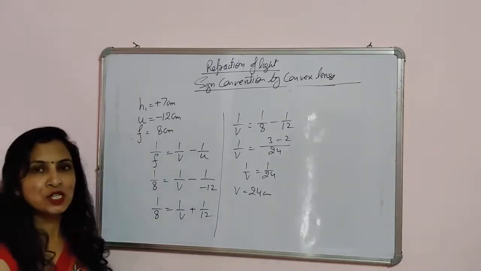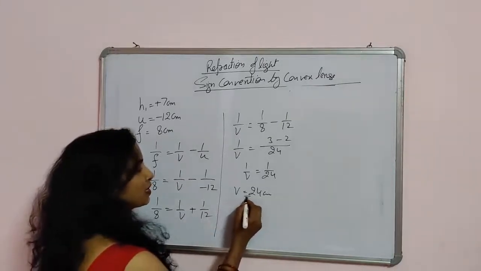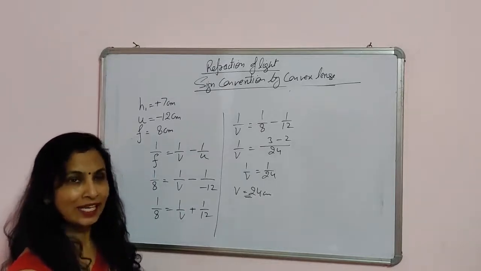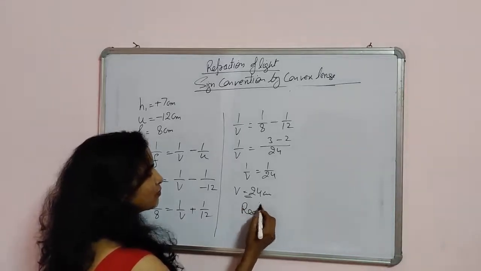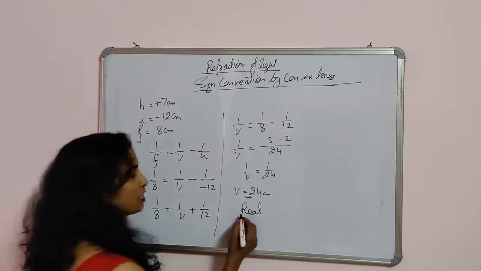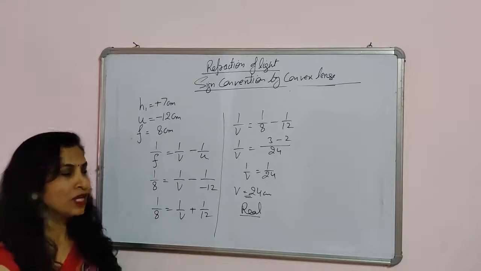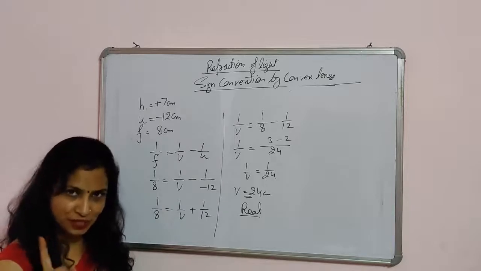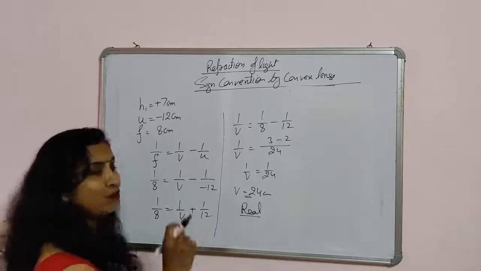24 centimeter means the distance of the image from the lens is 24 centimeter. And what is the meaning of this positive sign? Since it is not negative, it is positive. And we know that the positive sign indicates that the image is real. So we will say that a real image is formed at the distance of 24 centimeter from the lens. How will you get this answer that the image is real? By seeing the sign of this V. Since V is positive, and positive we represent the image is real. So real image is formed at a distance of 24 centimeter.